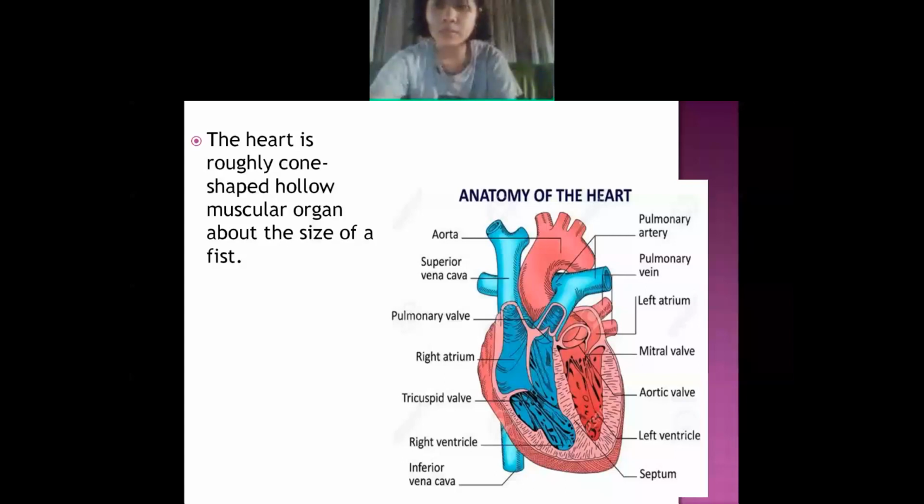And what is the shape? How does it look? It looks like a cone. Cone, C-O-N-E. You know the cone shape? Cone means a triangle in shape. Used to have ice creams or not? Ice creams are also cone in shape, right? So it's somewhat similar to a cone shape. And the heart is a muscular organ, made up of muscles, and it's about the size of the owner's fist.